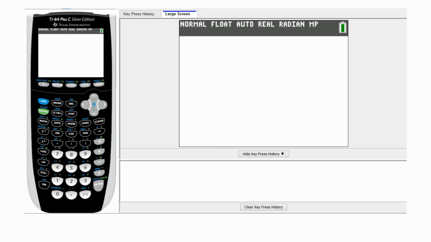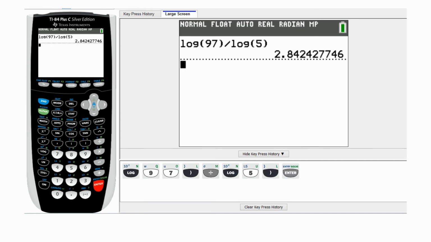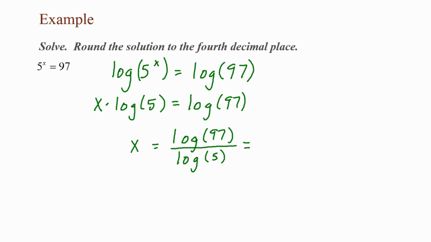Calculating log 97, make sure you close your parenthesis, divided by log 5, close your parenthesis, enter, 2.842427746. Rounding to the 4th decimal place, 2.8424. So x equals 2.8424.